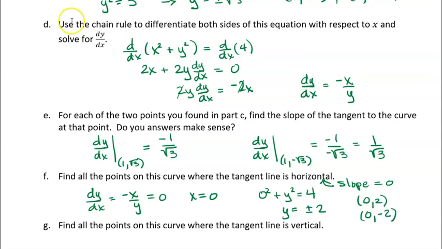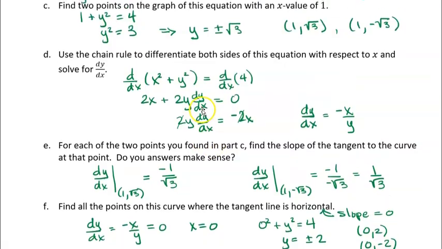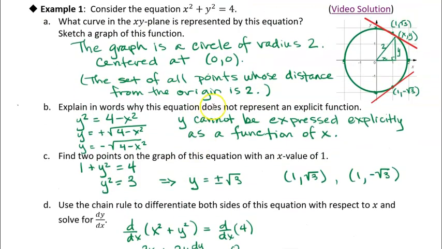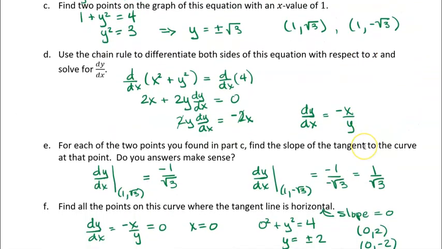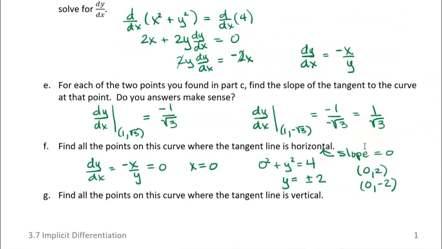And again, if we look at the graph of this circle, it would make sense, right? If we were to draw a tangent line at the top or the bottom of the circle, it looks like the tangent line would be horizontal, which means it has a slope of 0. So that makes sense. All right, and then it says find all the points on the curve where the tangent line is vertical.